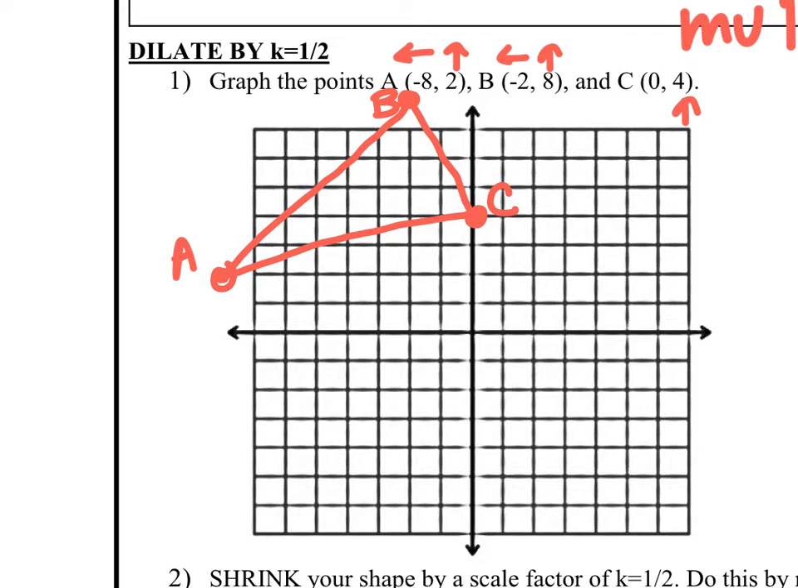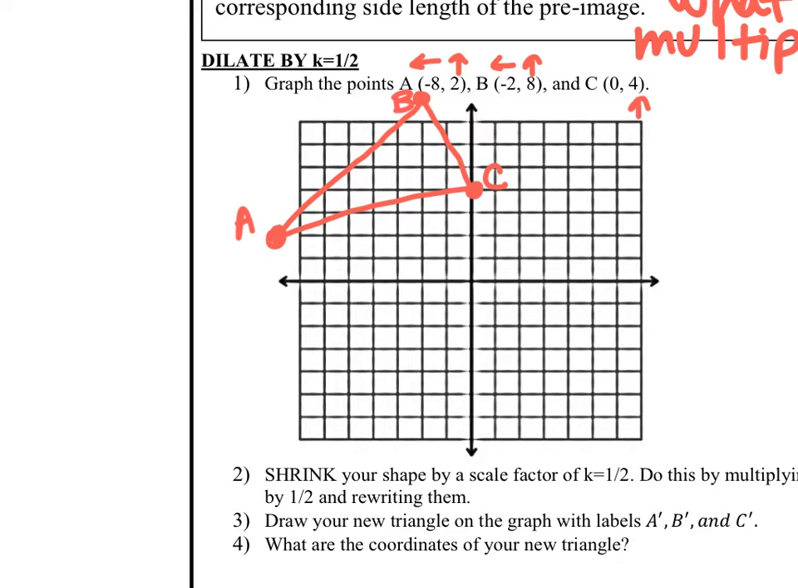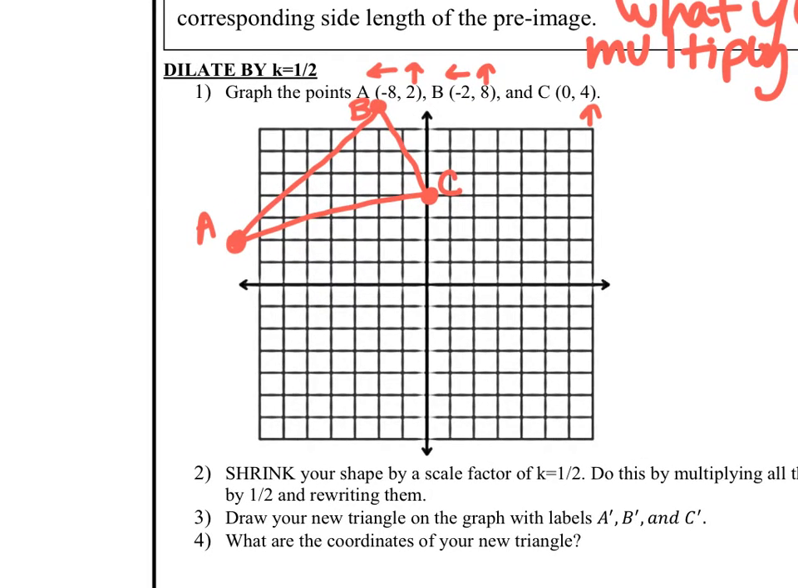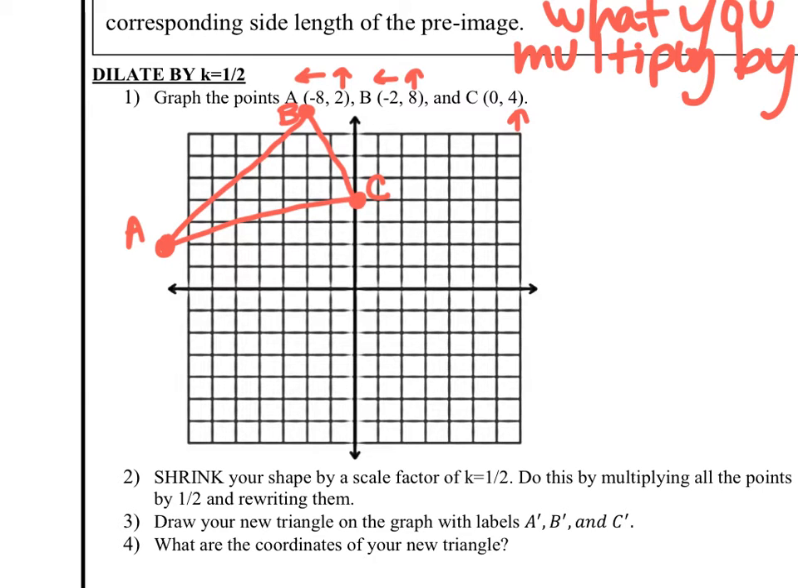Now we've been using patty paper. We cannot use patty paper for this because the shape is going to change size. But dilations, I think, are pretty easy. I think you might find them pretty easy too, as long as your multiplication skills are on point. Okay, let's read what it says. It says shrink your shape by a scale factor, so that's what we're multiplying by. That means that our sides are going to get half the size. Shrink your shape by a scale factor of 1/2. Do this by multiplying all the points by 1/2 and rewriting them.